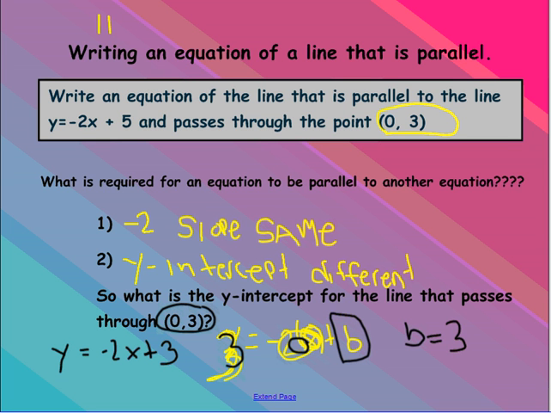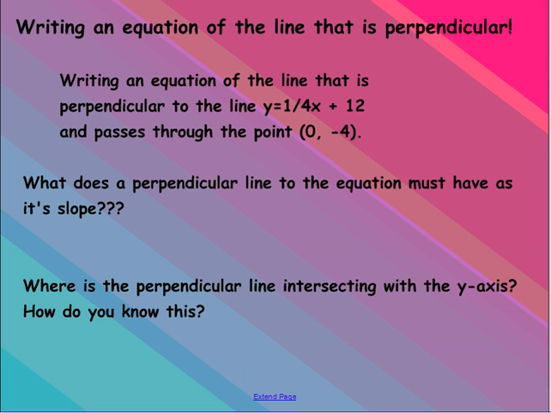This is lesson 8.6, Writing Linear Equations, part 2, and we have plenty of doing. We just worked with parallel lines, so now we're going to look at perpendicular lines. There are some things we need to remember when working with perpendicular. So let's just see. Writing an equation of the line that is perpendicular to the line y equals 1/4 x plus 12 and passes through the point 0, -4.